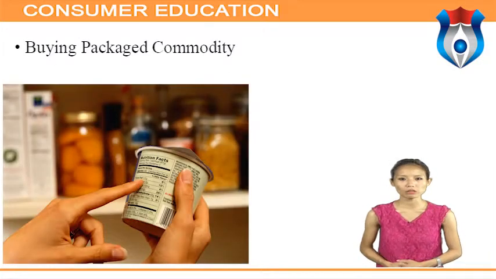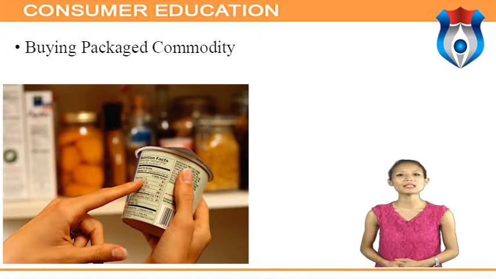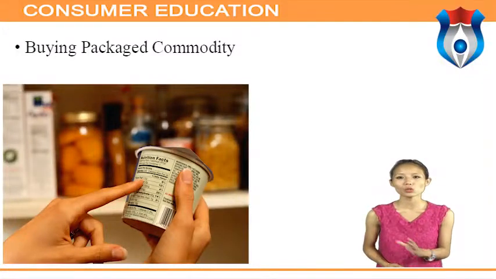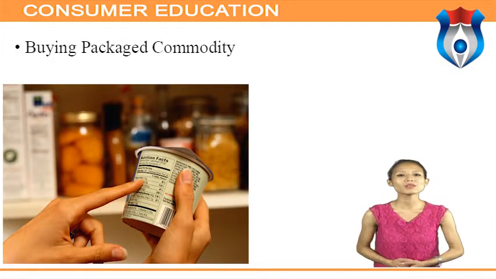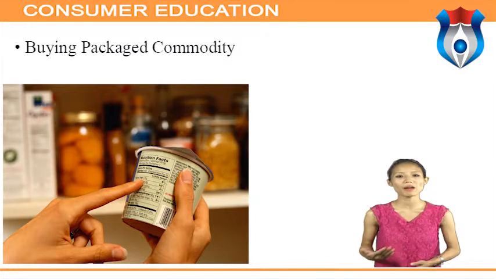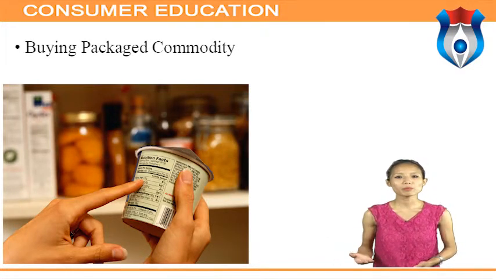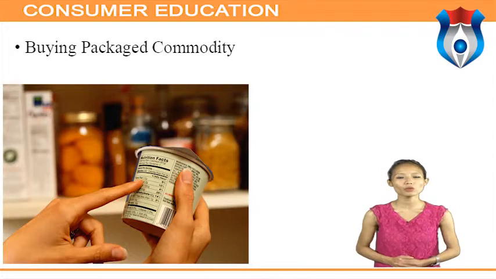Buying packaged commodity. While buying packaged commodities, a consumer must see that the package carries the name and address of the manufacturer and packer, net quantity of the package when packed, number of items contained in the package when it is to be sold by number, month and year of manufacturing, expiry date and last before the date.